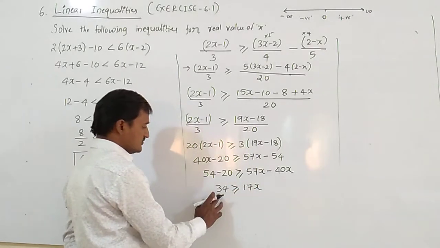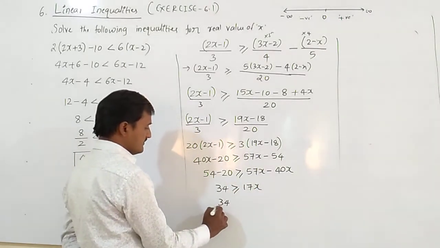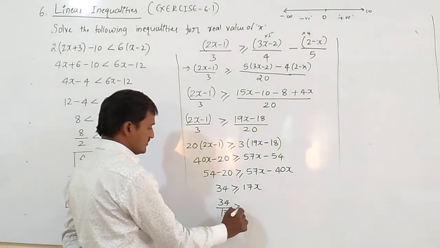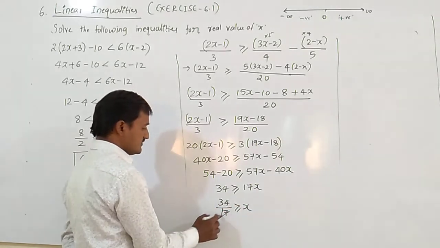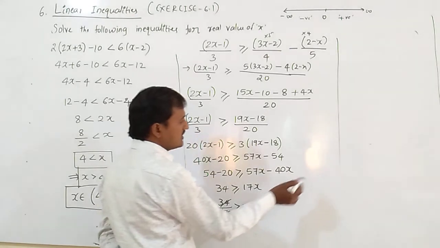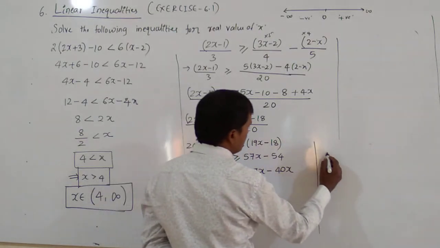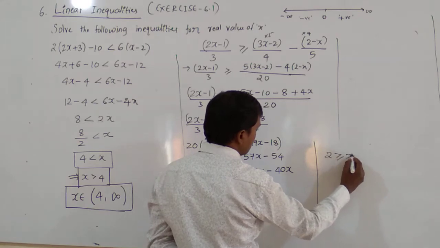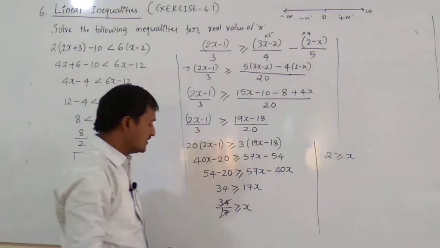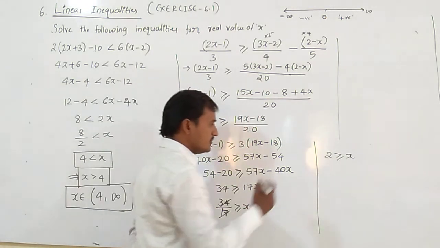Take this 17 to this side: 34 divided by 17 is more than or equal to x; 17 twos are 34, so clearly here it is 2. 2 is more than or equal to x. So what is the meaning of 2 is more than or equal to x?